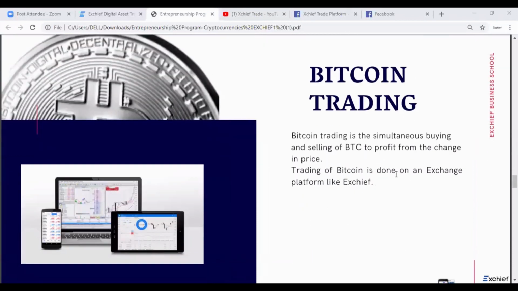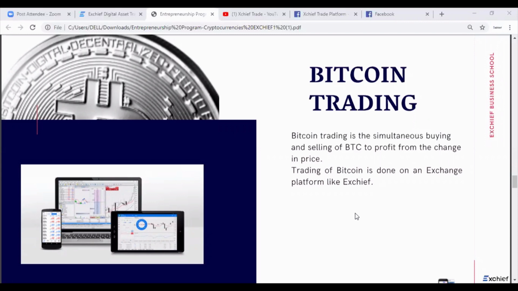Now, when we talk about trading tools, we have two types of trading. We have the spot trading, and we also have margin trading. We have a lot of trading available. But now on our Exchief platform, we only provide two types. We provide the spot trading and the OTC trading.